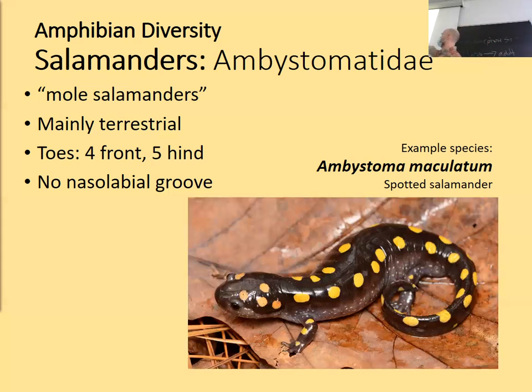So Ambystoma maculatum, that's one example of a salamander in the family Ambystomatidae from Ohio.